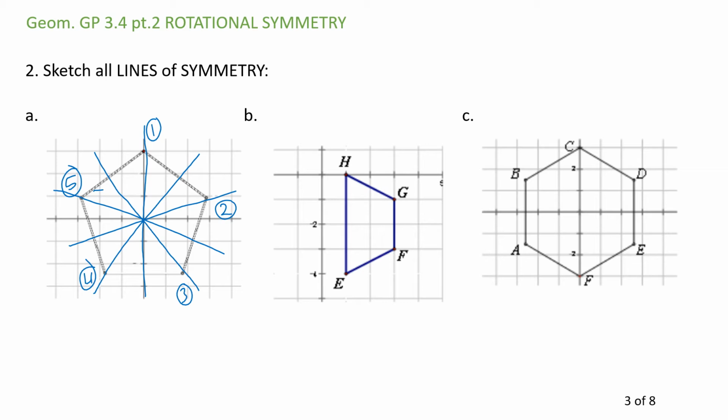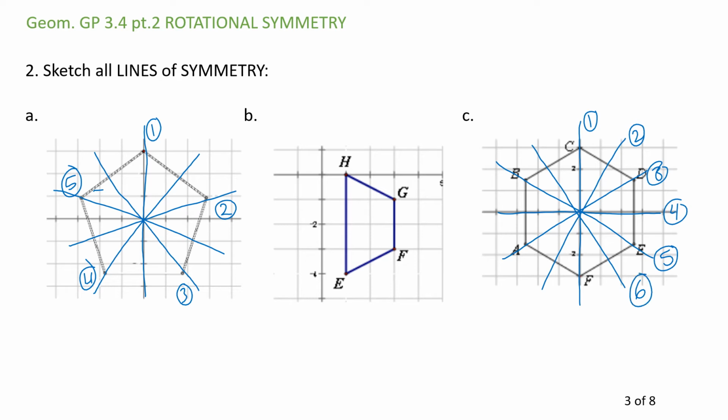I'm going to compare that with the hexagon. 1, 2, 3. But I've also got lines through the middle of the sides, so I have a total of 1, 2, 3, 4, whoops, counting these wrong. I have a total of 6: 1, 2, 3, 4, 5, 6.